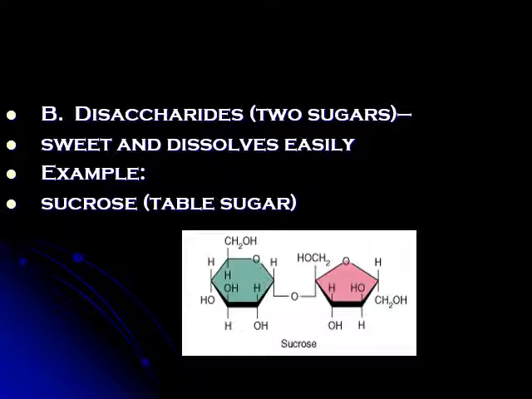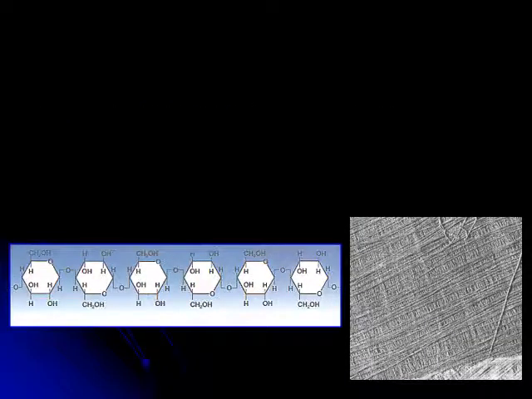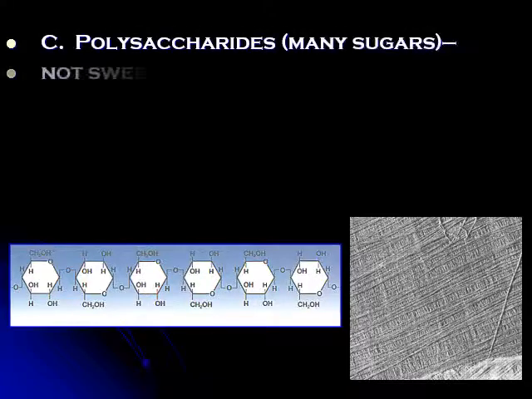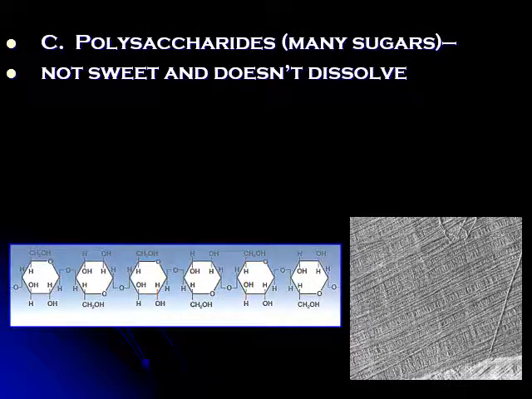So we saw monosaccharides, we saw disaccharides. Now we're going to take a look at polysaccharides: mono, poly. There are going to be three polysaccharides that are of primary importance. Polysaccharides means many sugars. These are not sweet and they don't dissolve.